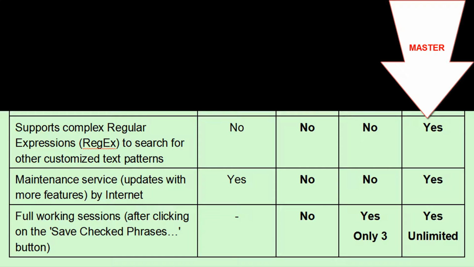Firstly, the master license supports complex regular expressions. These are codings you can put into the software to highlight, for example, postcodes, UK postcodes, US postcodes, and other customized text patterns. I'll try to touch on that in this demonstration. The master license comes with updates, and the master license allows you to have unlimited working sessions.